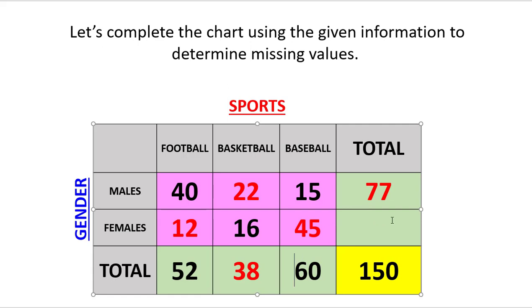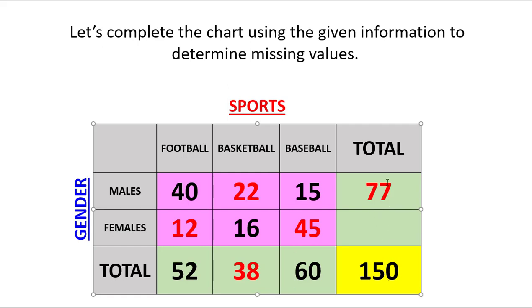Now again, we have a missing total. Well, there's two ways to figure this one out. I know that this square is the total for this row. So I can add up 12 plus 16 plus 45 and put my answer here. But can you think of another way that we can get the total?